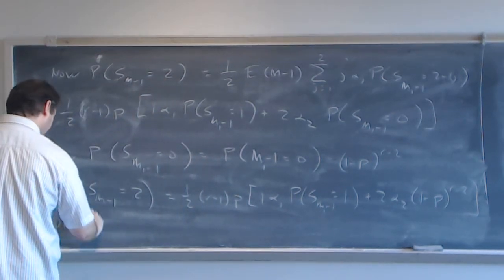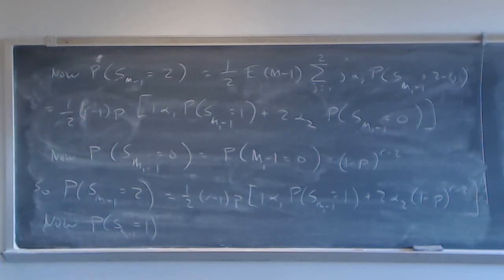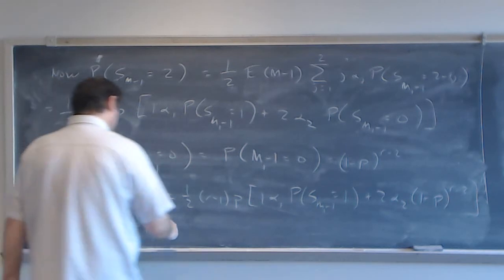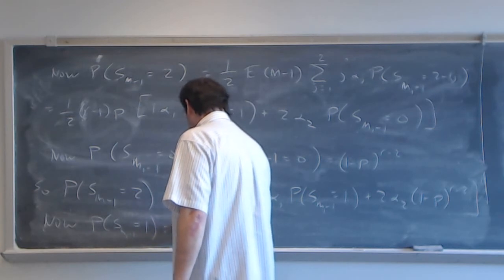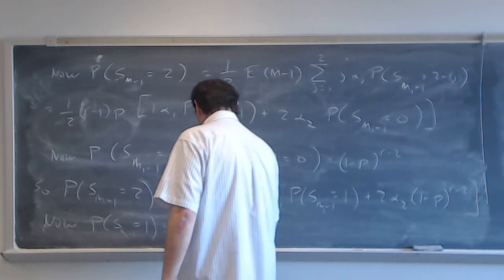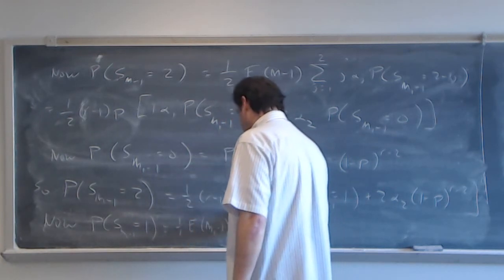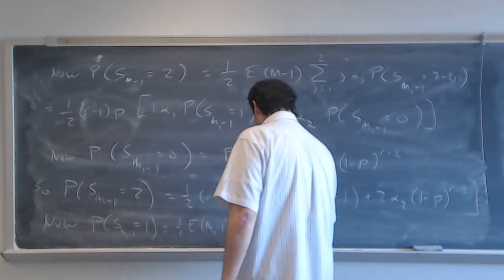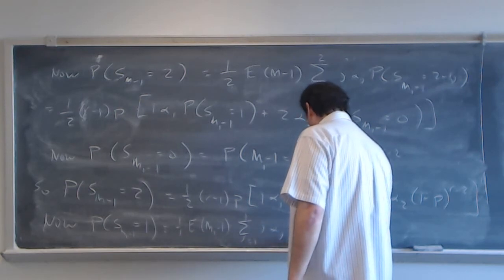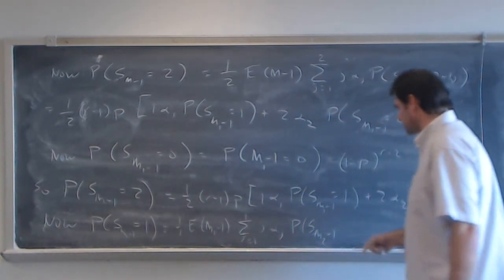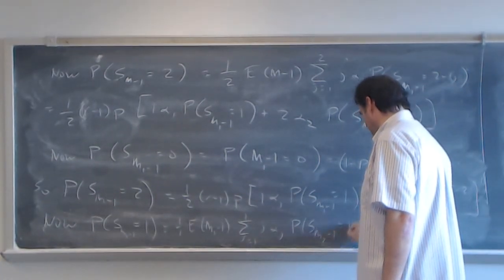Now, the probability that S of M sub 1 minus 1 equals 1, we use the identity again, the corollary to that identity. And so this is equal to 1 over the expected value of M sub 1 minus 1, times the sum as J runs from 1 to 1 of J alpha sub J, probability of S of M sub 2 minus 1, where M sub 2 is related to M sub 1 minus 1, with the same probability nature. And this is equal to K 1 minus J.